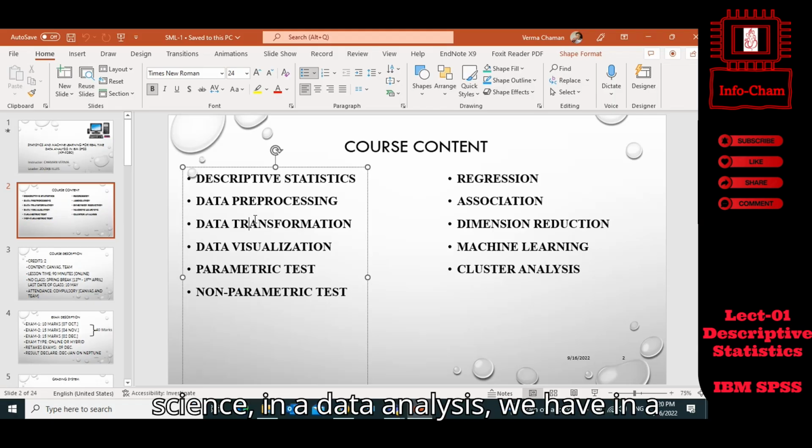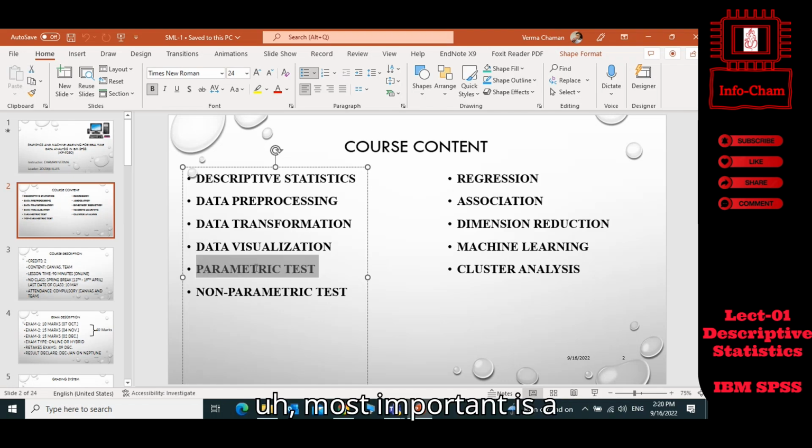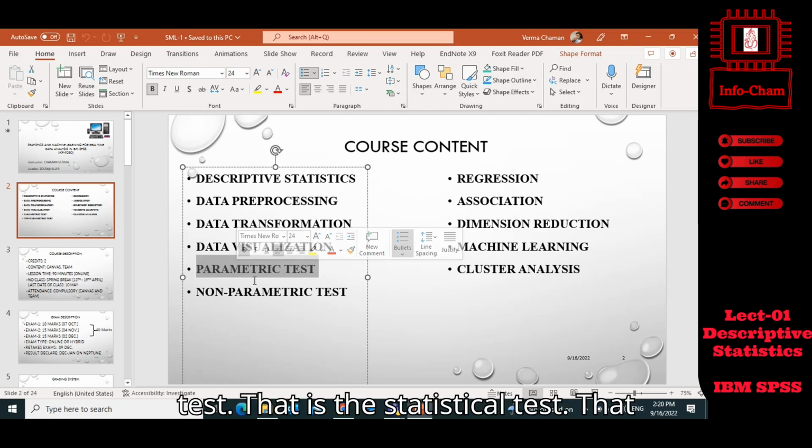So in data science, in data analysis, in machine learning and even in statistics, we have a lot of graphs, and we will try to study them one by one, and you will also make them by your hand on your system. Okay, that is the visualization.